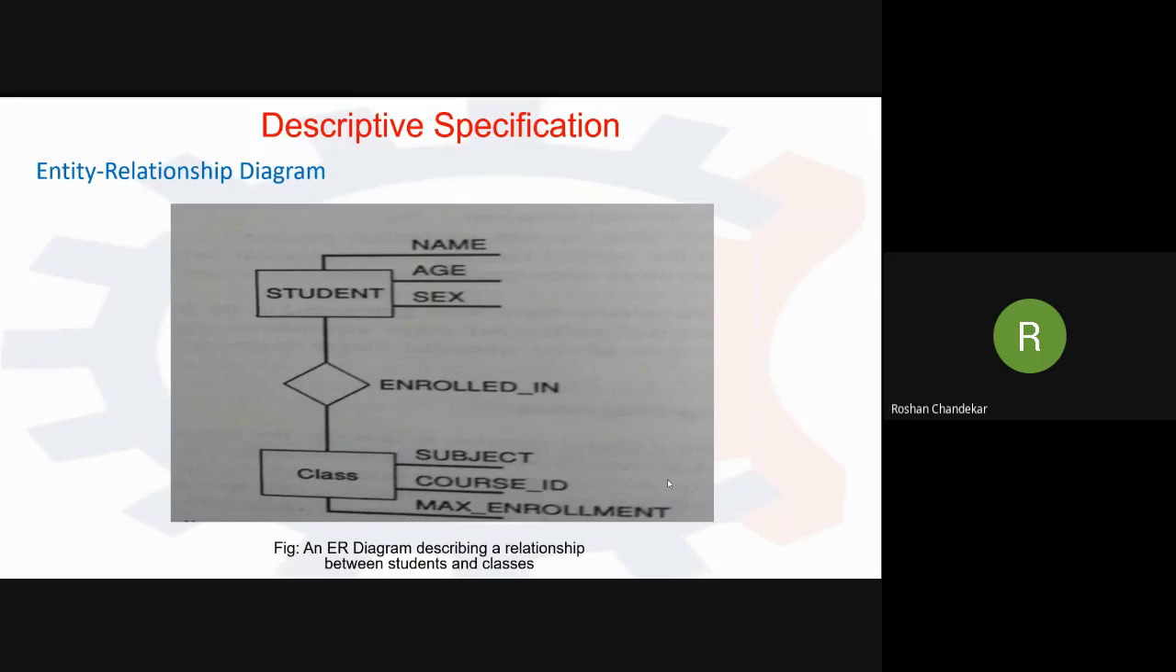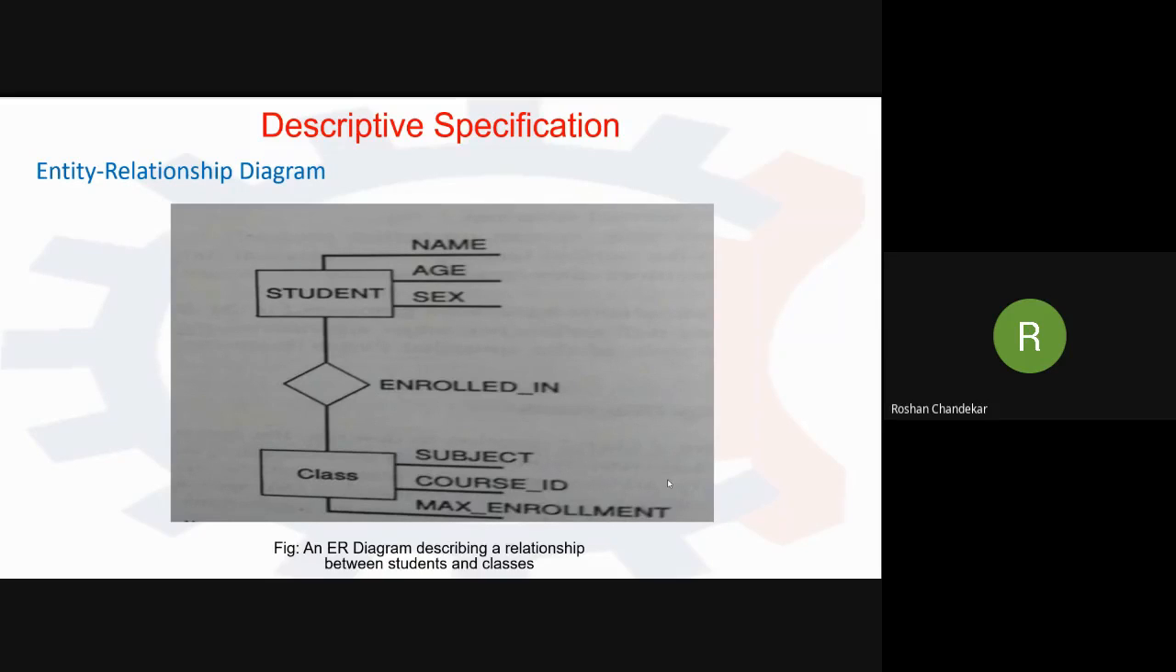An entity is represented by a box. An entity that we represent by a box stands for a collection of atoms that share common properties. Student and class are the two entities.